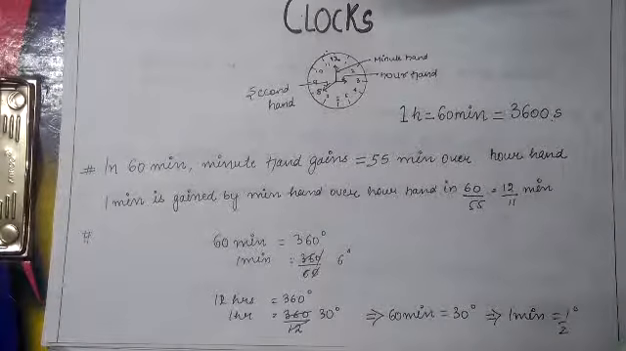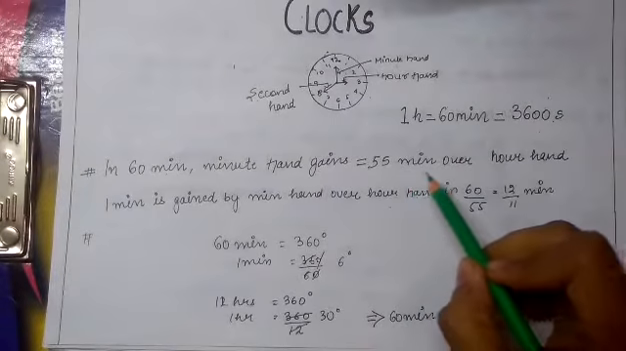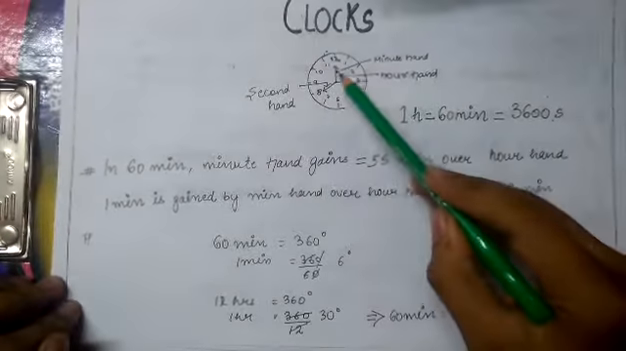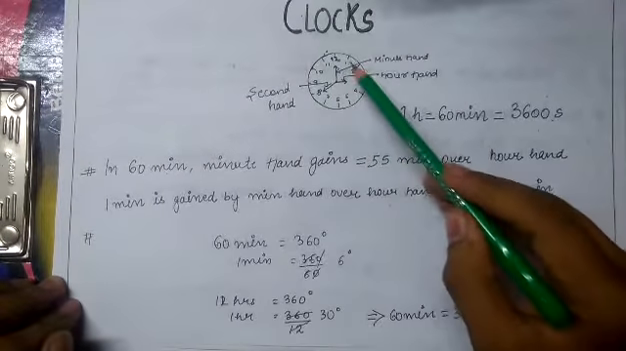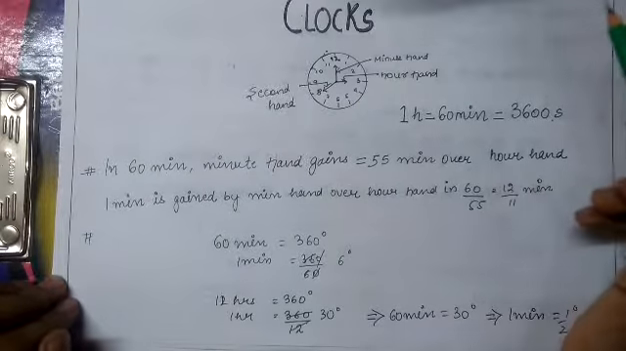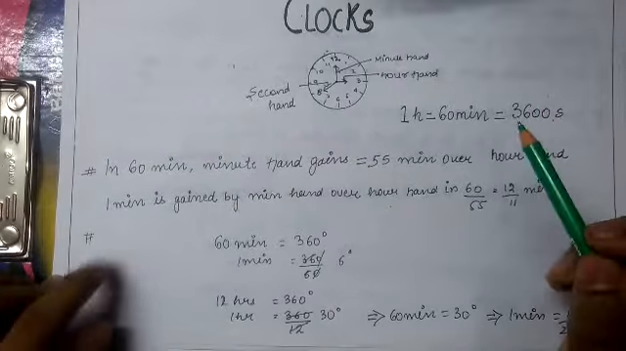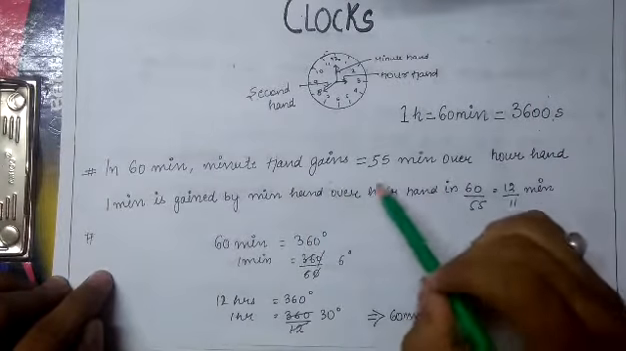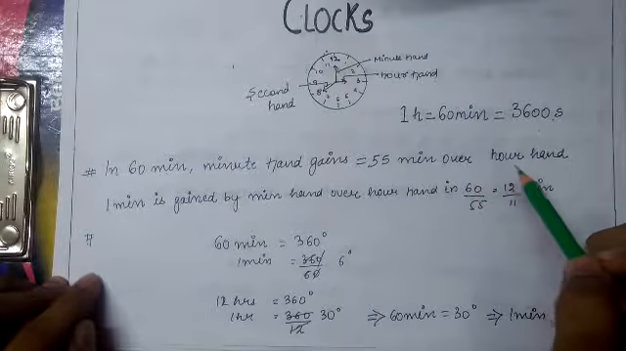In 60 minutes, the minute hand gains 55 minutes over the hour hand, meaning in 1 hour the minute hand will cover 60 minutes and the hour hand will only cover 5 minutes. So we say that the minute hand gains 55 minutes over the hour hand.